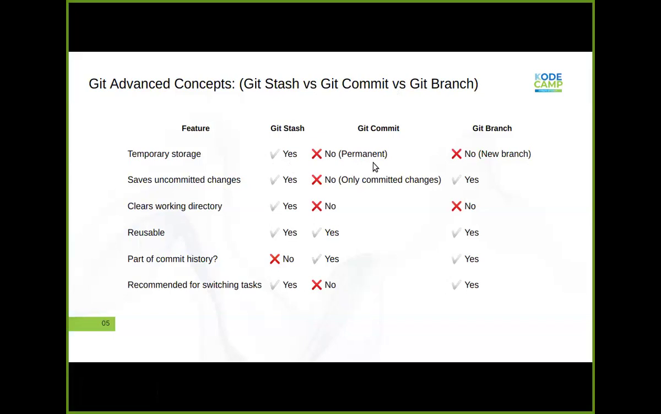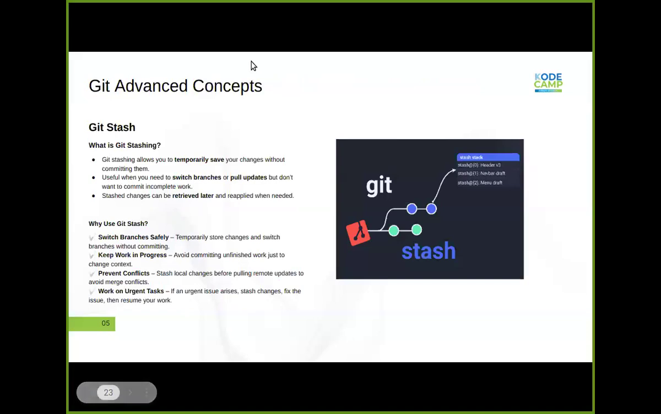Git commit does not create temporary storage. It's more permanent. Git stash saves uncommitted changes, basically. Git commit clears the working directory, is reusable and part of commit history, and is recommended for switching tasks. Yes, so yeah, basically. I should have put this before that one. So what is Git stash? I'm sorry about that, that's an error from my end.